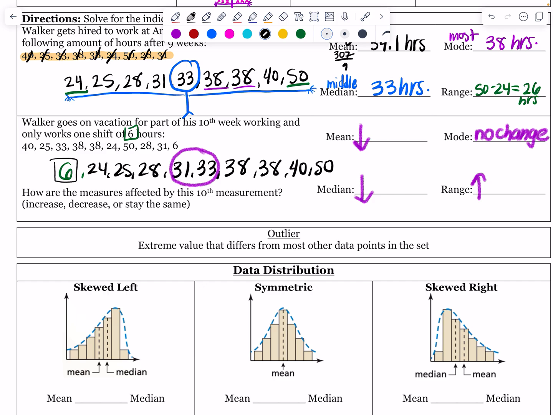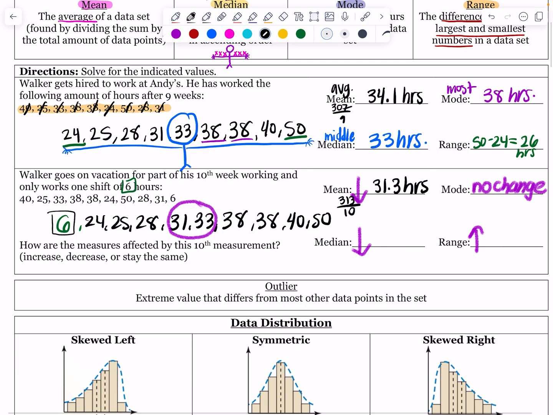So now let's actually go through and calculate. It's going to be 307 plus 6. It'll be 313 divided by 10 this time. So that's going to be 31.3 hours. So that did, in fact, decrease from 34.1 hours to 31.3 hours.